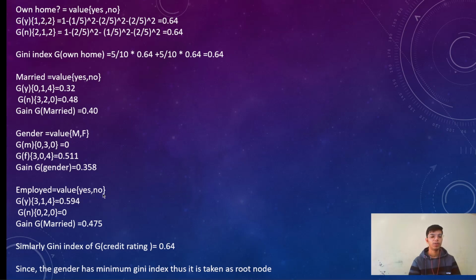Now, whether he is employed or not, we will find their respective Gini index for yes and no, and then we will find the Gini index of employed, which is 0.47. Similarly, we will find the Gini index of credit ranking, which is 0.64. Since gender has the minimum Gini index, it is taken as the root node.